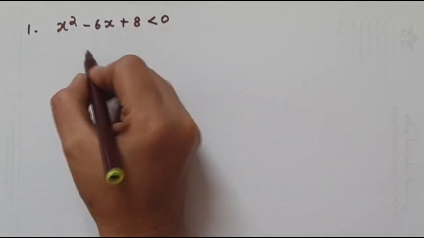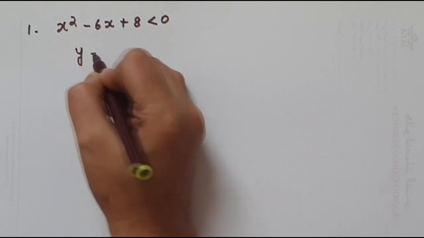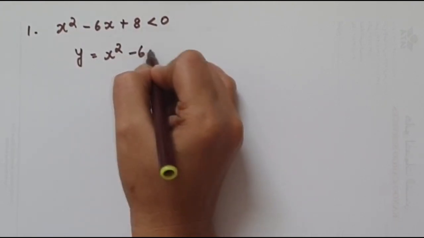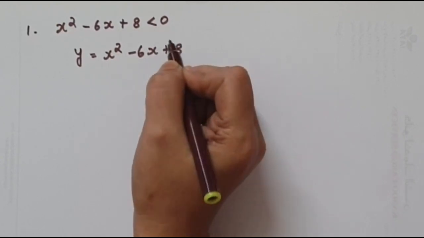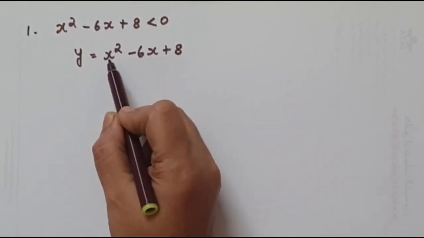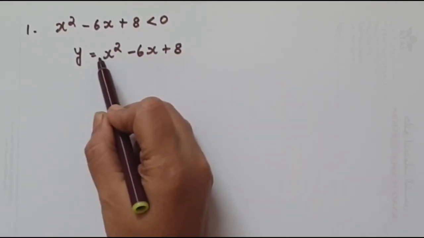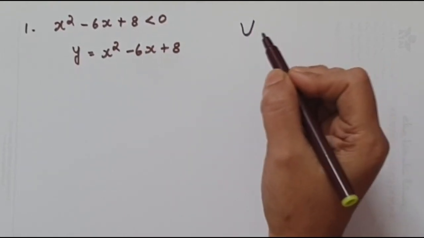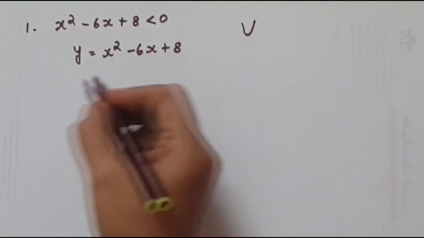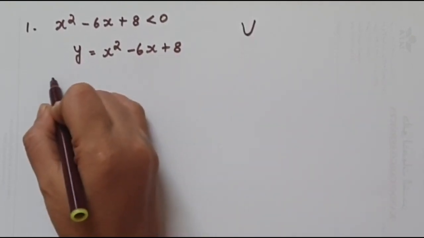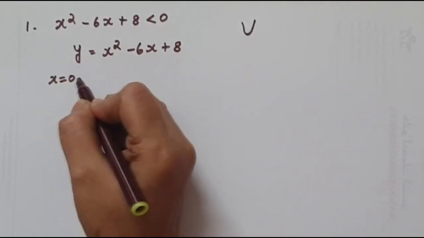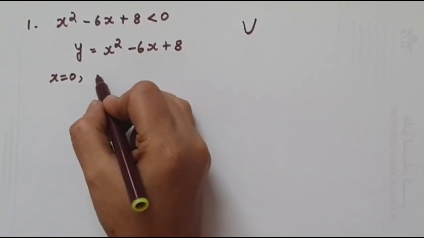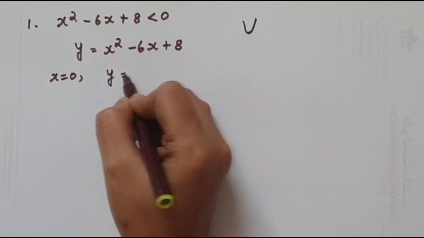Now let us take this equation as y so that it is easier for us to draw the quadratic graph, that is the parabola. Minus 6x plus 8. Now we have our coefficient of x squared is positive. So when it is positive, we know that our graph is in the shape of a U. Now the first thing is we substitute x equal to 0 so that we find out where the graph is intersecting the y-axis. That is the y-intercept we can find.